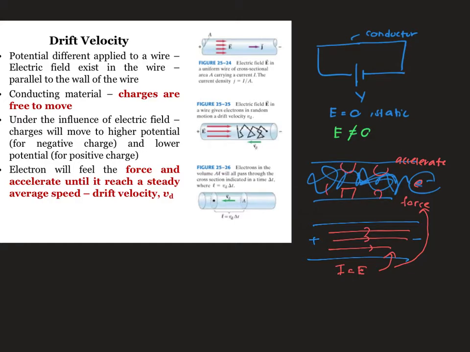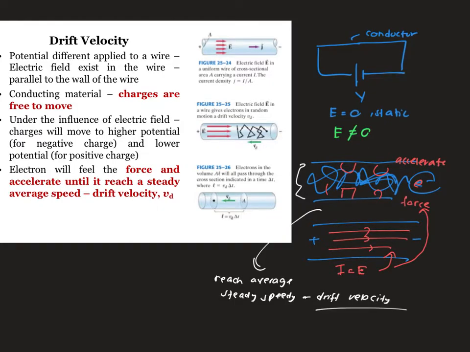So what happens to the electron at that time? The energy is going to be reduced. Therefore, electrons are going to reach an average steady speed, which we call the drift velocity. The thing you need to understand here is that when electrons are moving randomly, the speed of the electron at that time is going to be greater than the drift velocity.